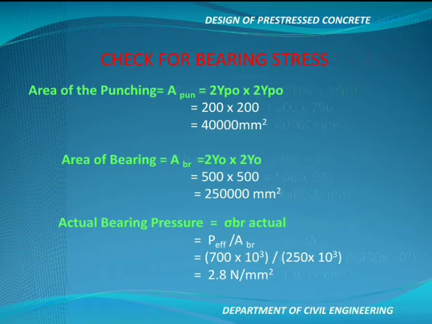Now this has to be cross checked with the IS code regulations, whether it is within the permissible limits or not. So this is the first part, in which we obtain the actual bearing pressure by considering the area of bearing and applied prestressing force. The area of punching we will be using while calculating the bursting force.